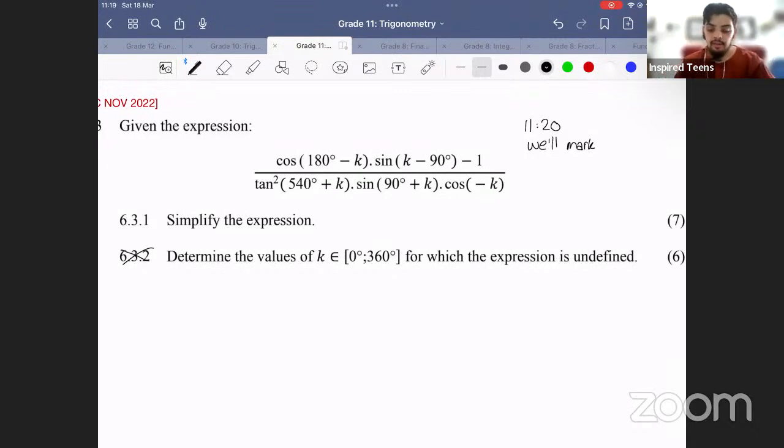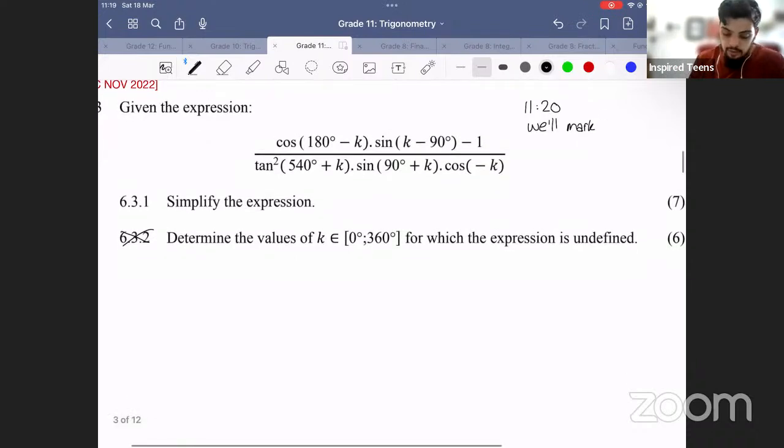Okay, I don't know if I maybe allocated a bit too much time for that, but let us mark. It's almost 11:20. There we go. Okay, let's do it together.